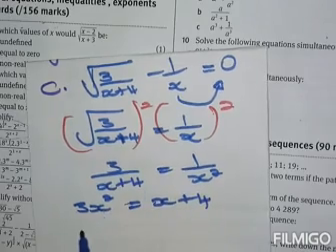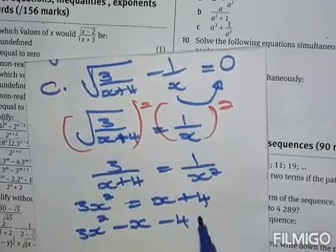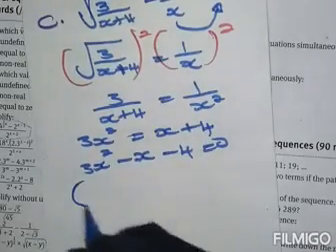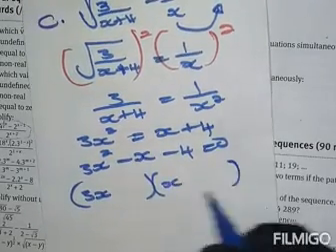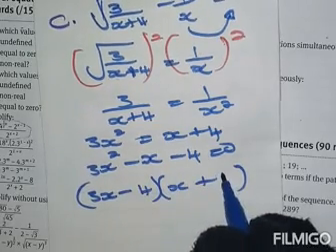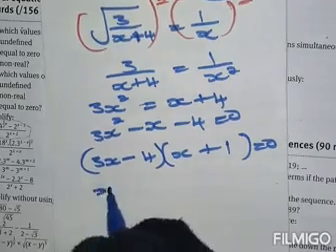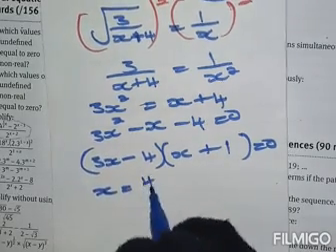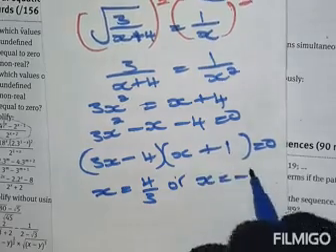Moving this to the side, we have 3x squared minus x minus 4 equals 0. Factorizing this, we have 3x minus 4 and x plus 1 equals 0. Therefore our x is 4 over 3, or our x equals -1.